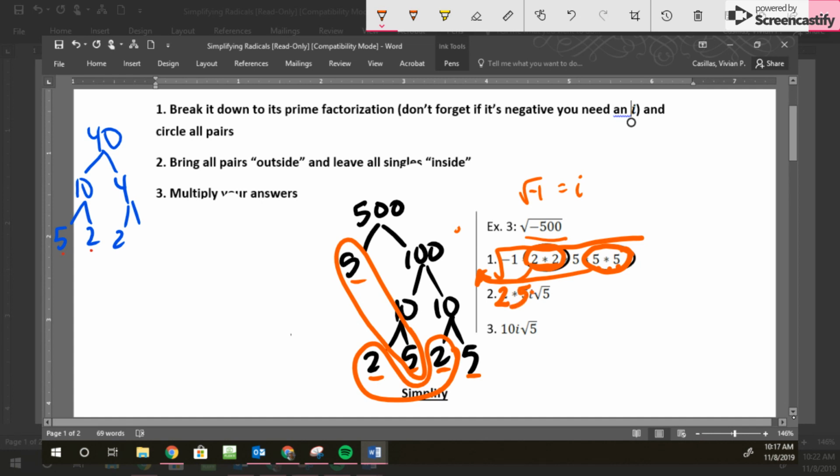The square root of -1 is i, so we have 2 times 5, i. And then who's left inside the square root is the single people, and that was just the 5. 2 times 5, you can simplify and multiply back together to 10. So your final answer is 10i root 5.